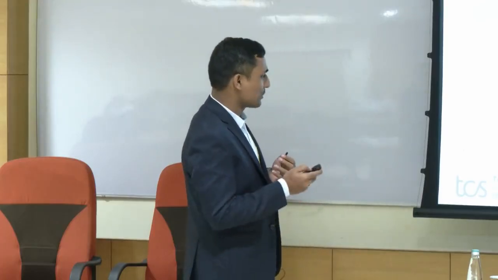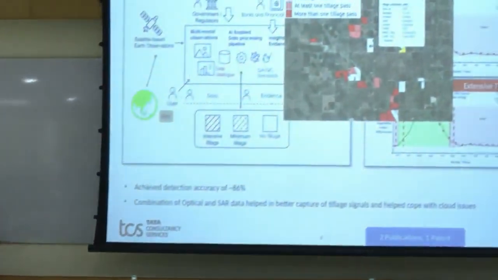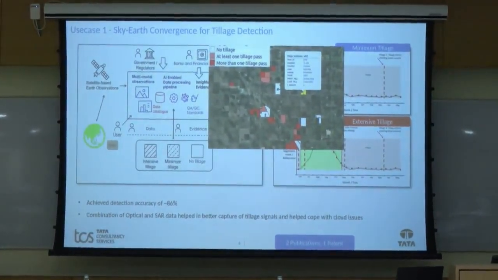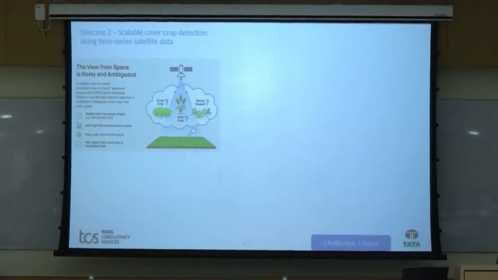So for this particular use case, I was able to achieve 86% accuracy, and the combination of multiple satellite datasets helped me improve or capture the tillage signal in a better way. The second use case is again a cover crop. This has a lot of significance mainly in the US and the Western geographies.